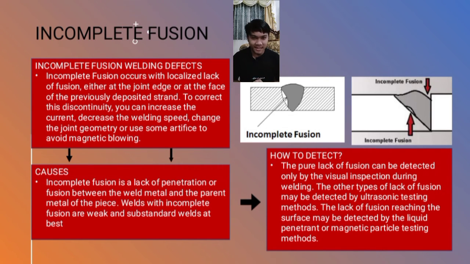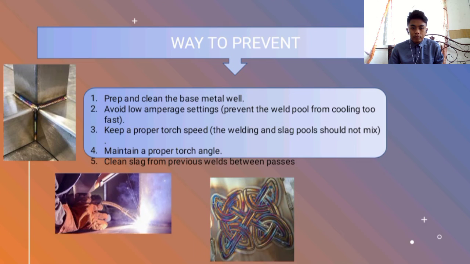So we move to the next slide. Ways to prevent. First, prep and clean the base metal well. Second, avoid low temperature settings or prevent the weld pool from cooling too fast. Three, keep a proper torch speed. The welding and slag pool should not mix. Number four, maintain a proper torch angle. And the last one is clean slag from previous weld between passes.